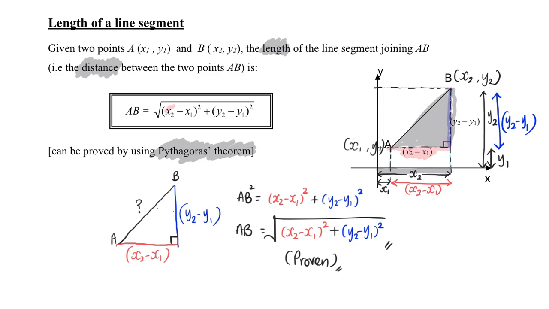So just to illustrate, this is my red color line, this is my blue color line, and this is my black color line. Alright, in the next few examples I will share with you how we can tap on this formula to solve problems.